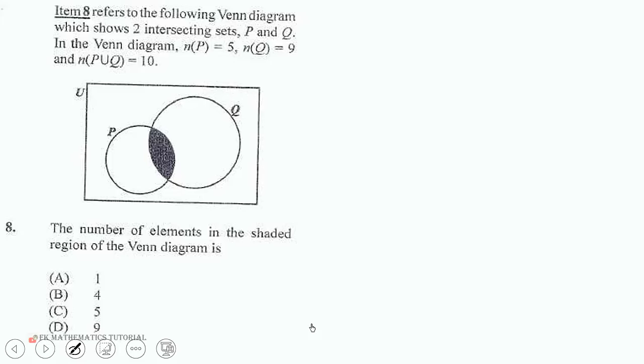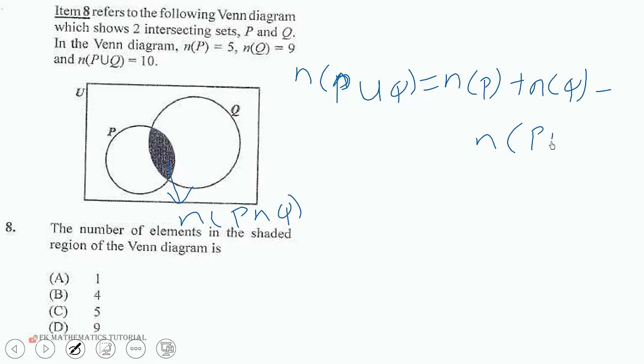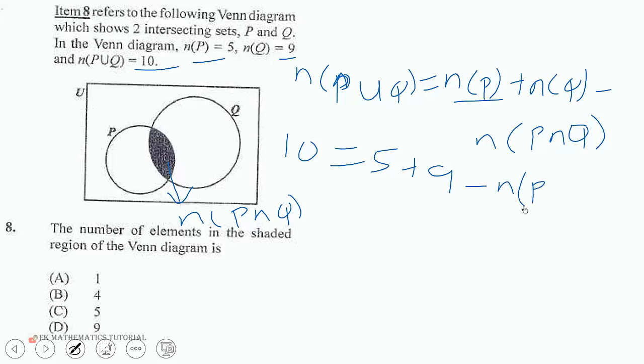So the shaded region of the Venn diagram is the number of elements in P intersection Q. Recall the relation: the number of elements in P union Q is equal to the number of elements in P plus the number of elements in Q minus the number of elements in P intersection Q. So we substitute these values. 10 will be equal to 5 plus 9 minus the number of elements in P intersection Q. So 10 will be equal to 14 minus the number of elements in P intersection Q.